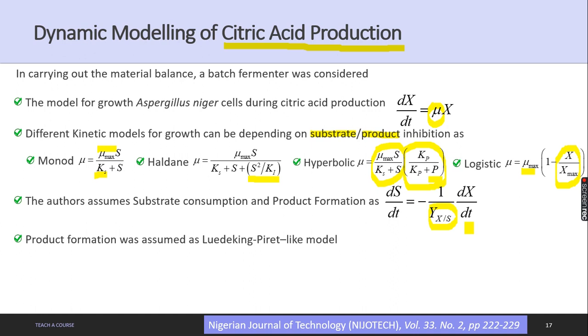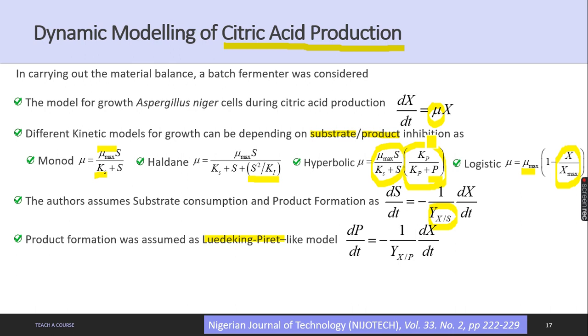And similarly, for product formation they are also using a Luedeking-Piret kind of model, but they have only used growth-associated product formation. Growth non-associated product formation is not there. So here dP/dt is proportional to dX/dt, and this is the product formation kinetics, but they have not used any other term related to x, only biomass concentration. So it is a reduced model structure of Luedeking-Piret for product formation.